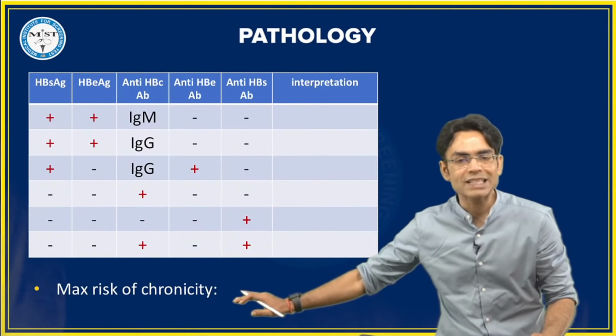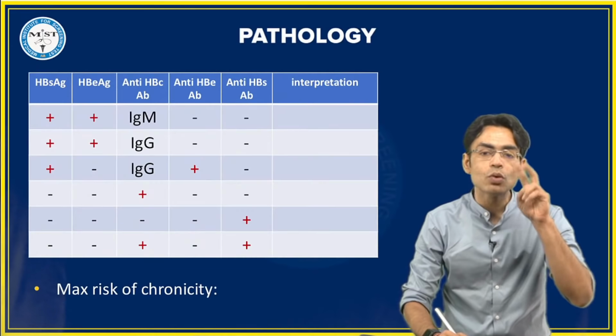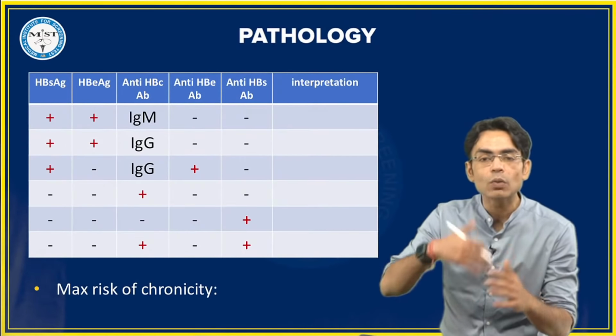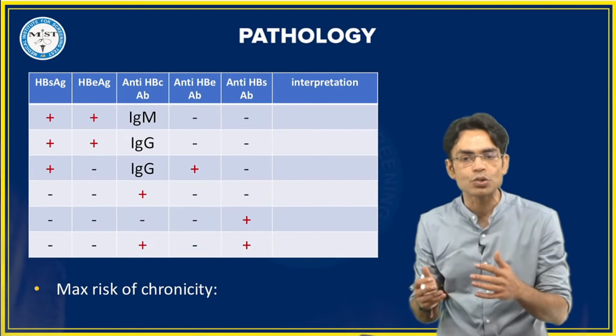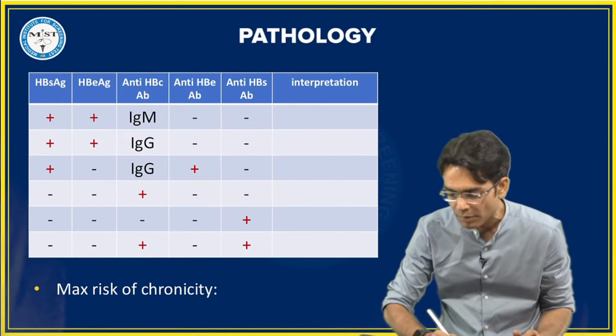First tell me, maximum risk of chronicity is seen with, there are two hepatitis which give you chronicity. What does chronicity mean? When the hepatitis is converting into a hepatocellular carcinoma or cirrhosis. So where do you see the maximum risk of chronicity? Where do you see this maximum risk?